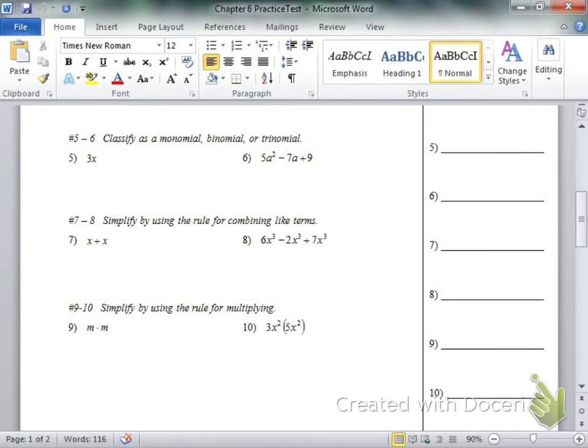Alright, I'm going to jump down to number 5. Here you're classifying as a monomial, binomial, or trinomial, so you're going to count the number of terms. Remember, terms are separated by plus and minus signs. So in number 5, 3x, that's just one term, so we'll call it a monomial. And in number 6, we have 1, 2, 3 terms. 3 is a trinomial.